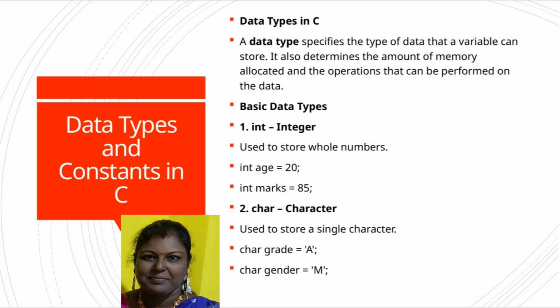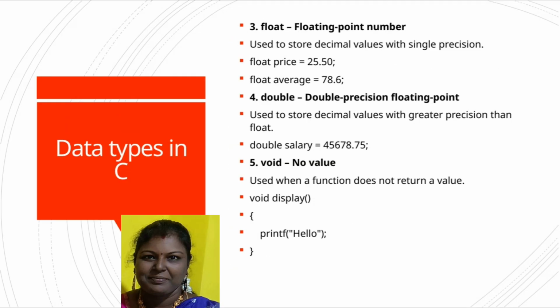Now let's look at three important data types in C. First, float. It stores decimal numbers with single precision. Think of prices or simple averages. Next, double. It's like float's bigger sibling, holding decimal values with more precision, useful for things like salaries or measurements. Finally, void. This one's different. It means no value at all, often used when a function doesn't return anything, just performs a task. These types help us handle numbers and functions clearly in our code.